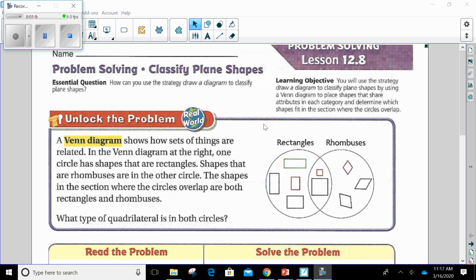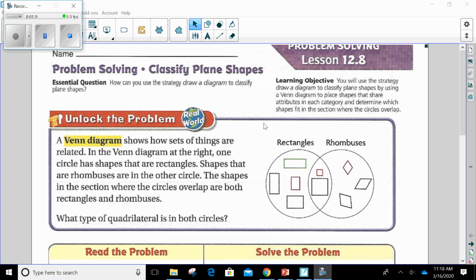They only have length and width. They can't be picked up. They're flat. They're on a plane. Okay? All right, here we go. A Venn diagram shows how sets of things are related. Now, we use Venn diagrams when we compare and contrast in reading. Well, that's what we're doing with these shapes. We're just comparing and contrasting them. That's all we're doing, okay?